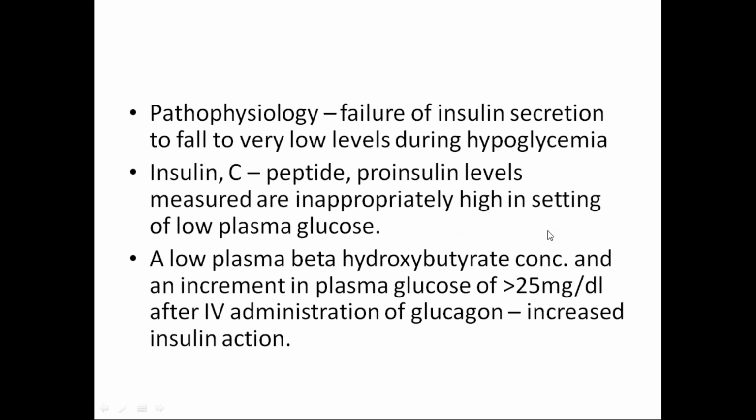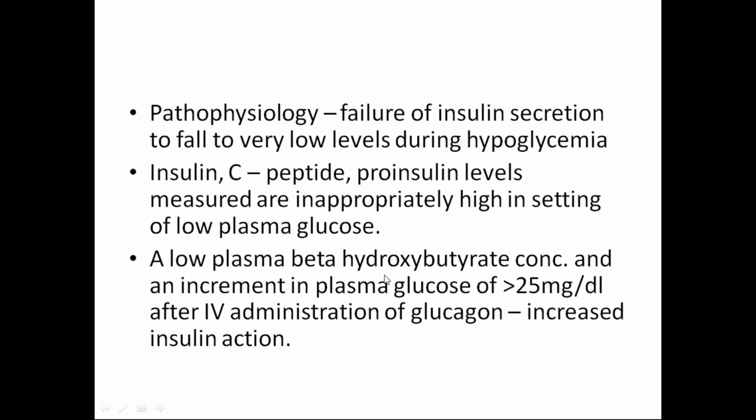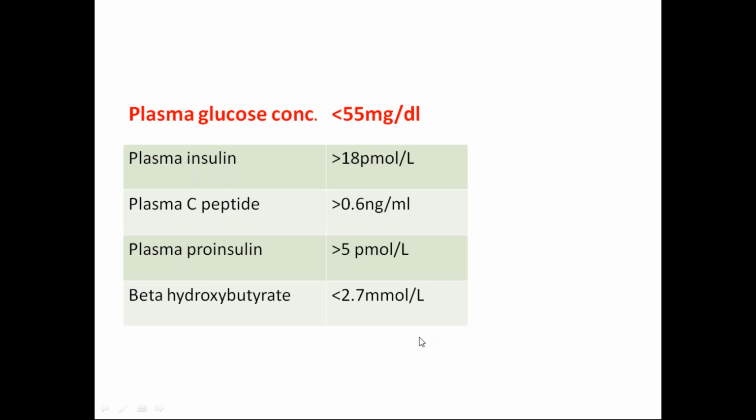So these are the values: when the plasma glucose concentration is less than 55, plasma insulin will be increased, C-peptide will be increased, and proinsulin will be increased, while beta-hydroxybutyrate will be decreased. When these appear, we have to think of endogenous hyperinsulinemia. So a low plasma beta-hydroxybutyrate concentration and an increment in plasma glucose greater than 25 after IV administration of glucagon indicates increased insulin action.